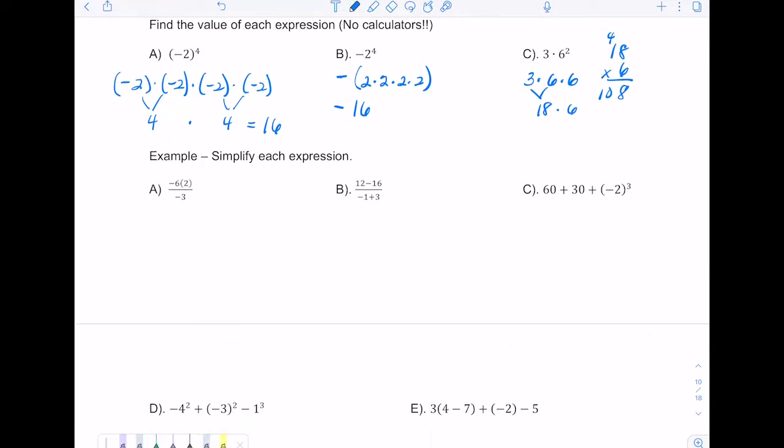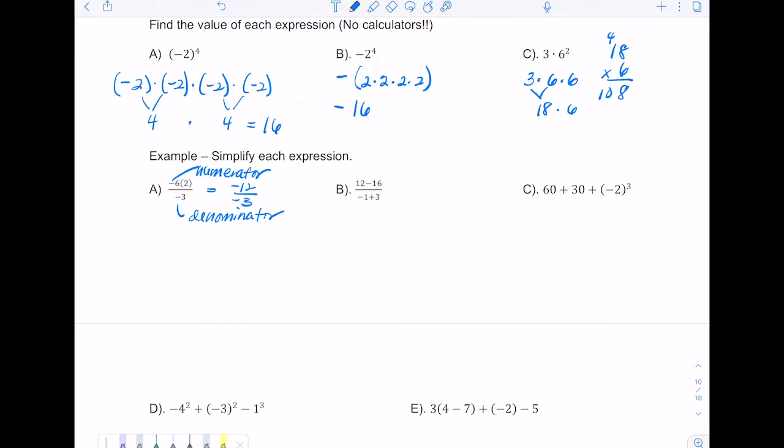So here we're going to use integers. We're going to use order of operations to simplify the expressions. So in A, I'm going to take care of the numerator first. Remember, my numerator is the top part of the fraction, and the denominator is the bottom part of the fraction. So in the top, I'm going to multiply -6 times 2. And remember, when you multiply unlike signs, you get a negative. So I have -12 over -3.